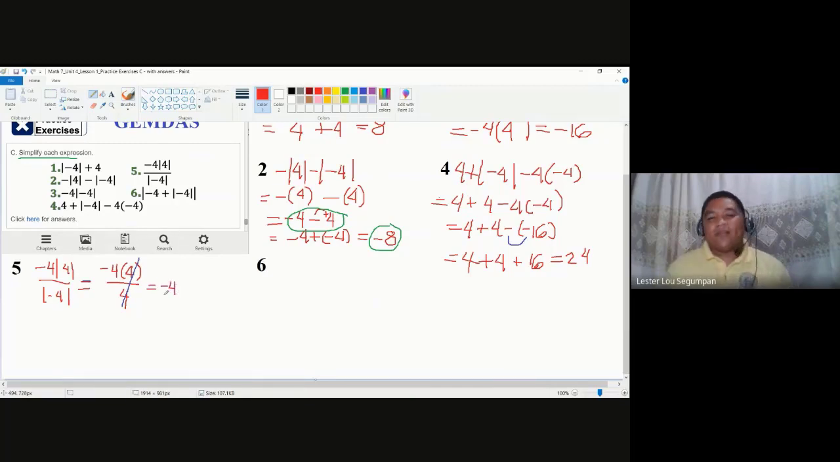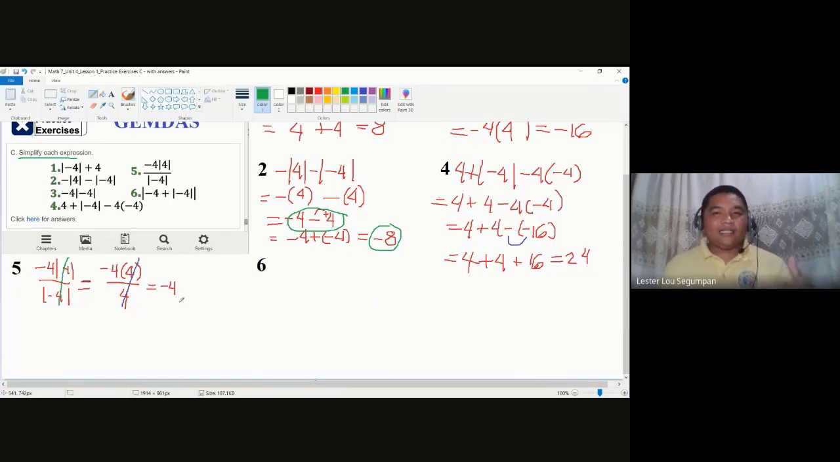Okay. So sir, is it okay for me to just cancel this out? I could just cancel this out and then I have negative 4 at the numerator, and I have negative 1 in the denominator. The absolute value of negative 1 is positive 1. So it's still negative 4.